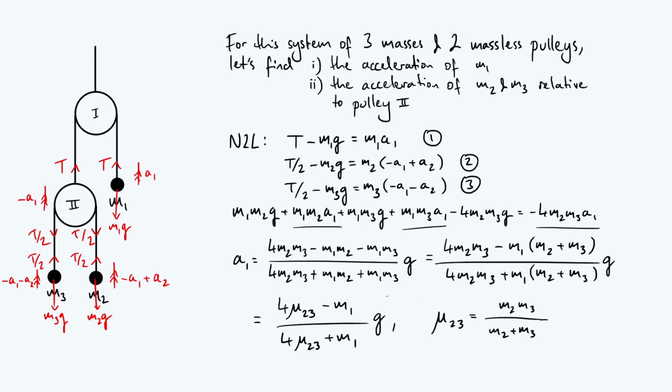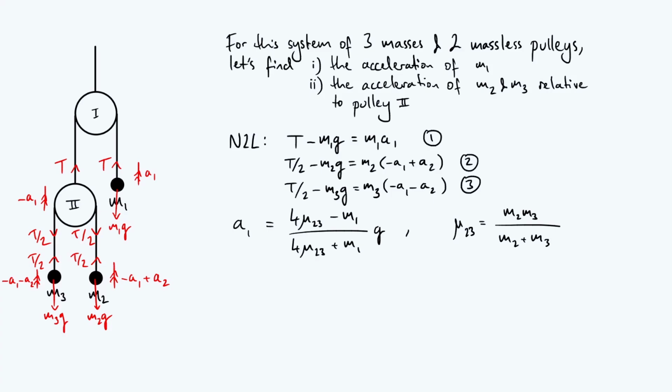So don't forget those. So let's just take a moment to consider a couple of implications of this result that we've just derived for a1, because it's the first of the 2 results that we were aiming to derive. So the first thing I want to point out is that clearly the condition for a1 to be 0 is that m1 is equal to 4 times the reduced mass of masses 2 and 3. So a1 is 0 if and only if this equality is satisfied.